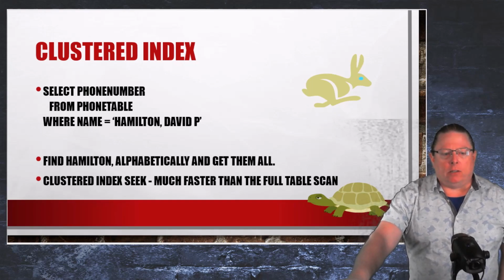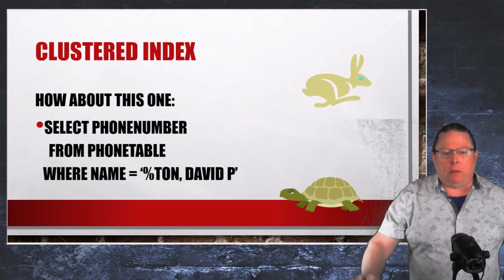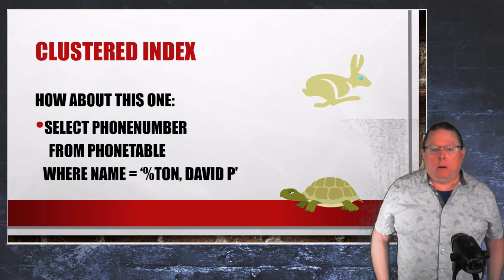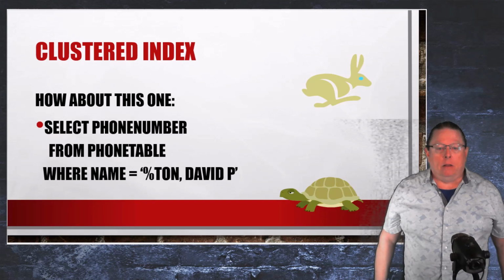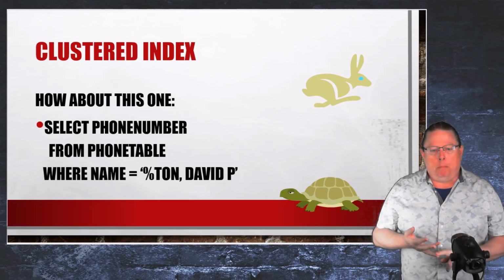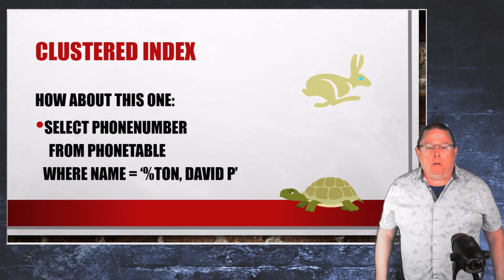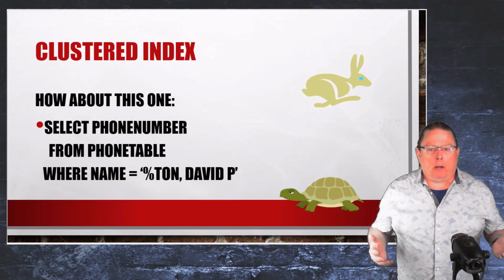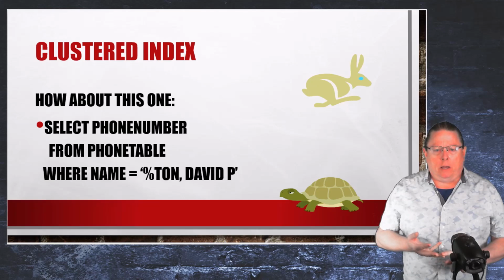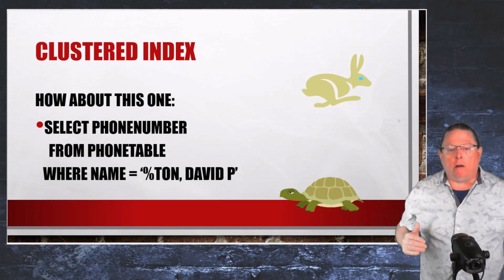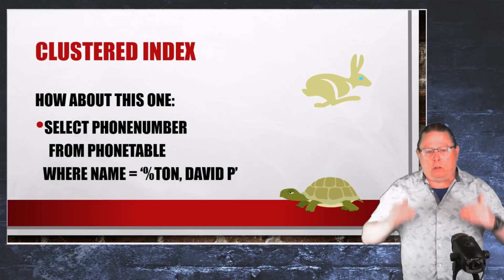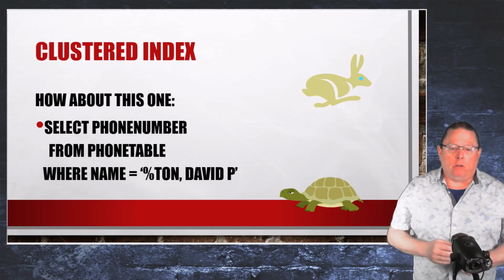Now, let's say you have a clustered index and you want to search on something that's either not in the clustering or that has a wildcard at the beginning of it. So if we searched on select phone number from phone table, where the name is like percent, the wildcard, TON, comma, David P, that could be Hamilton, that could be Walton, that could be Milton, could be any prefix with that. Think about this as though you were using the white pages in a phone book and how you would go about doing it. Well, you couldn't search alphabetically because Wilton or Milton and Walton and Hamilton all appear in different sections of that phone list. So a query like this will cause what's called a full index scan, which starts at the top and goes all the way through the list to find all of the values that would match that.